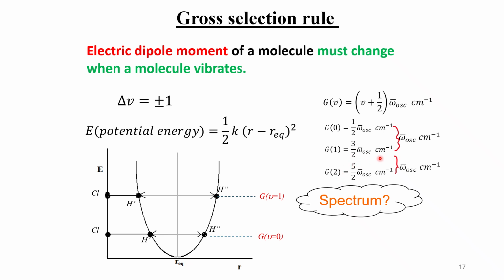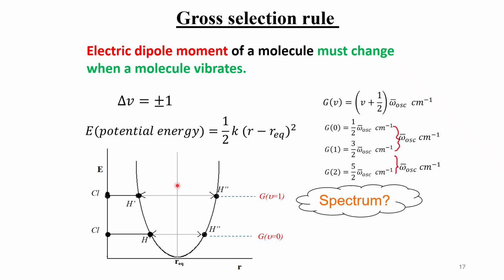So what is the amount of energy required? Then we find out the difference between the energy for the excited state and the initial state. For example, if the molecule transits from V0 to V1, then the delta energy, the energy change, is equal to the vibrational frequency.